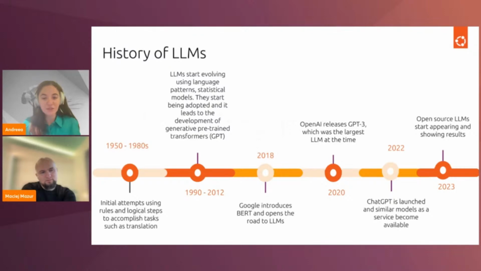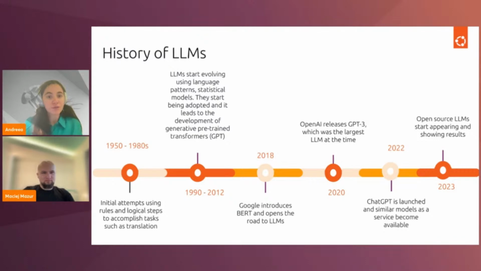But the history of large language models doesn't start in 2022 when ChatGPT became famous, even if I think that's when the generative AI story and the large language model technology exploded. The initial attempts go back to the 50s. Not even Maciek was working back then. They were attempting to use rules and logical steps to accomplish tasks such as translations.